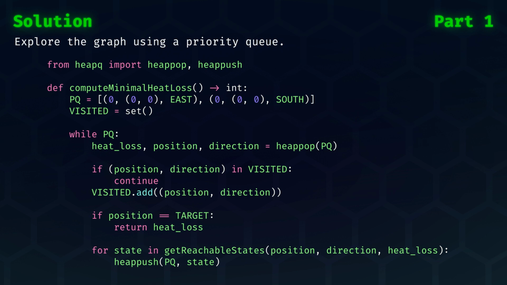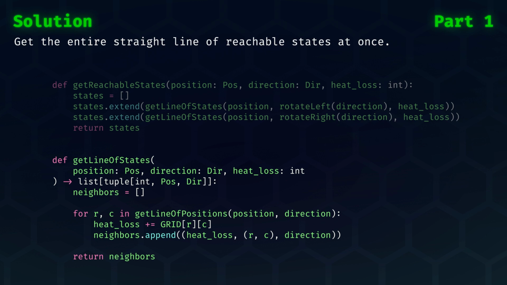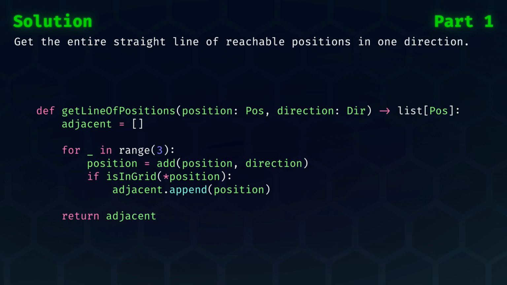Let's have a look. As seen at the start of this segment, we'll get lines of states. At the top, given a position, direction, and the amount of heat loss from the source state, we can get a line of states after rotating our current direction to the left, and once after rotating our current direction to the right. Getting a line of states simply means that we get a line of positions, which is a more trivial problem, and then making sure that every position has the appropriate heat loss associated with it, turning it into a proper state to use in our priority queue. The line of positions is just looking 3 positions ahead in the given direction, and only returning those positions that are actually inside of the grid.